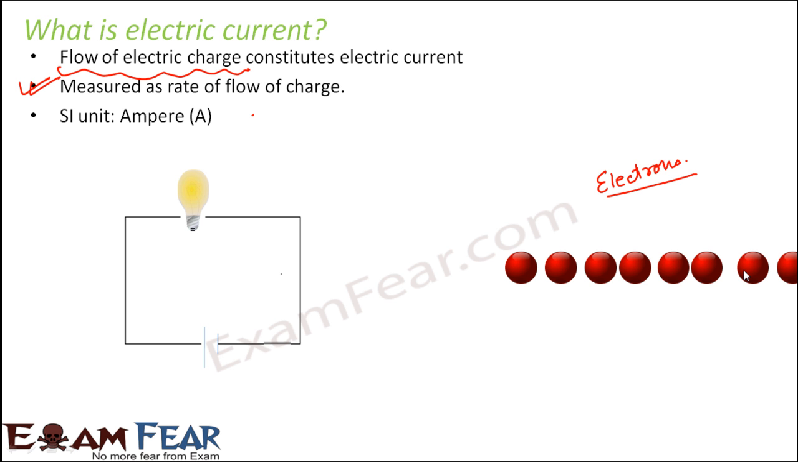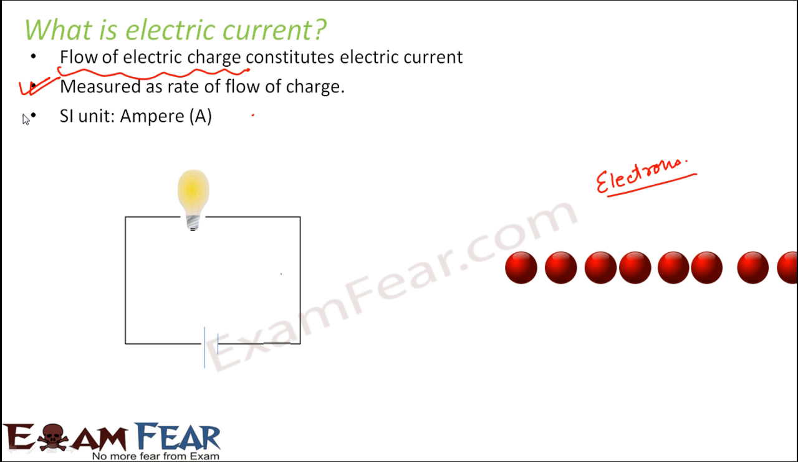Now another important thing is, electric current flows only when these electrons are moving, because when they are moving, only then there is a flow, only then there is a current. Now if these electrons are staying at one place, if they are at rest, if they are not moving, then there is no electric current through the wire. So movement of these electric charges, or we can say flow of electrons, constitutes electric current.